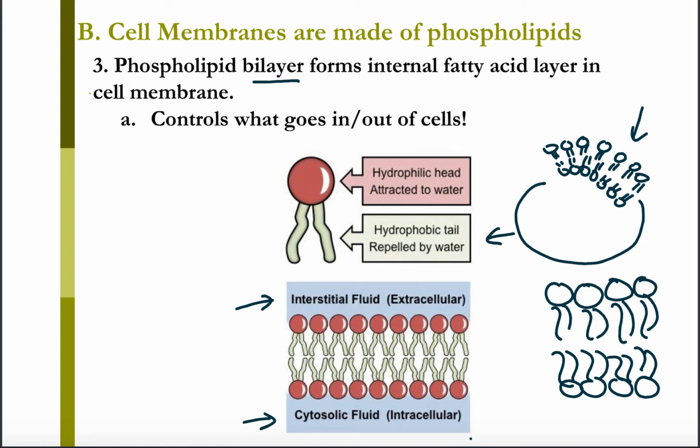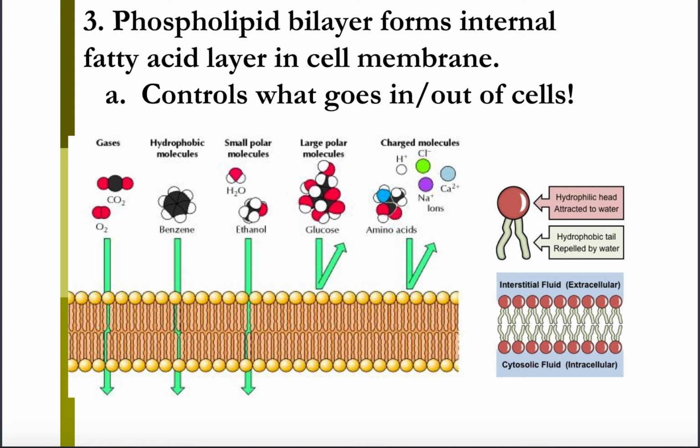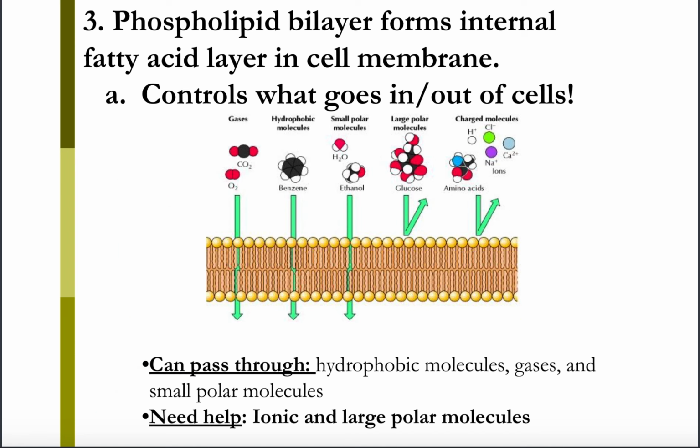And that ends up controlling what goes in and out of the cell, because stuff that likes water ends up having to pass this great barrier, this great fence of stuff that hates water. So basically, if you like water, you're not going to automatically slip into or out of the cell. As a result, things that are nonpolar, or if they're polar but very small, they can slip through, but things that are very large or have very strong charges can't.